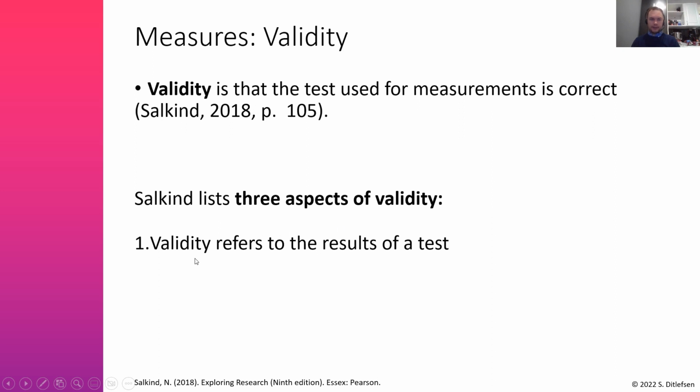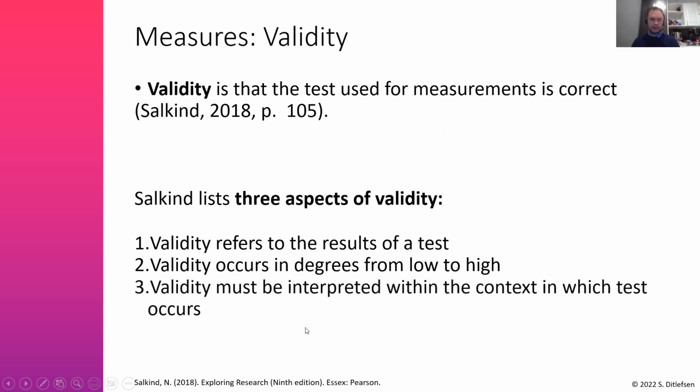Number 1, validity refers to the results of a test. Number 2, validity occurs in degree from low to high. And number 3, validity must be interpreted within the context in which the test occurs. Okay, it's a bit difficult, but we will get there. So the test used for measurements has to be correct.